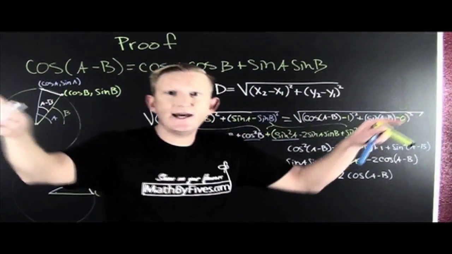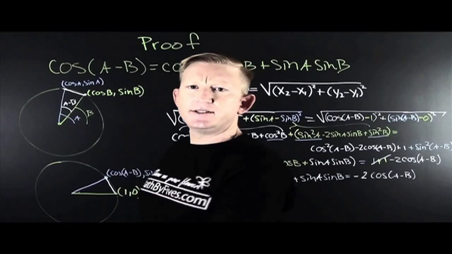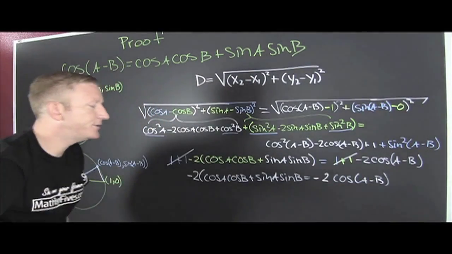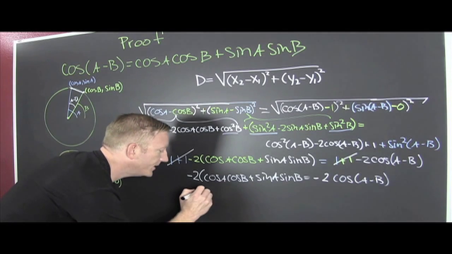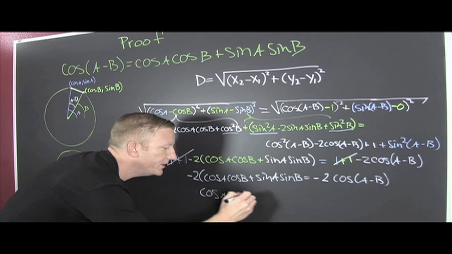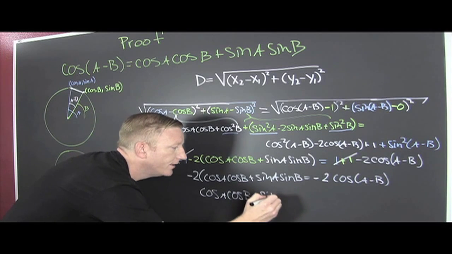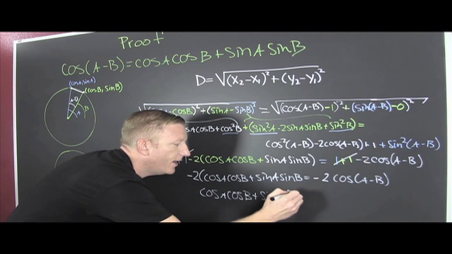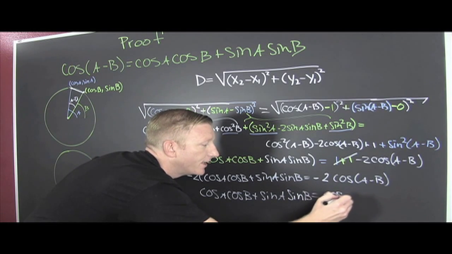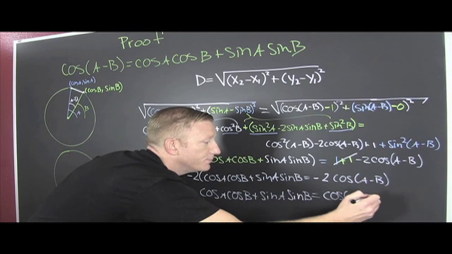B. Now stay with me. The only thing I have left to do is divide both sides by that minus 2. And when I do, I'm going to get that the cosine of A, cosine of B, plus the sine of A, the sine of B. That's going to be the cosine of A minus B.